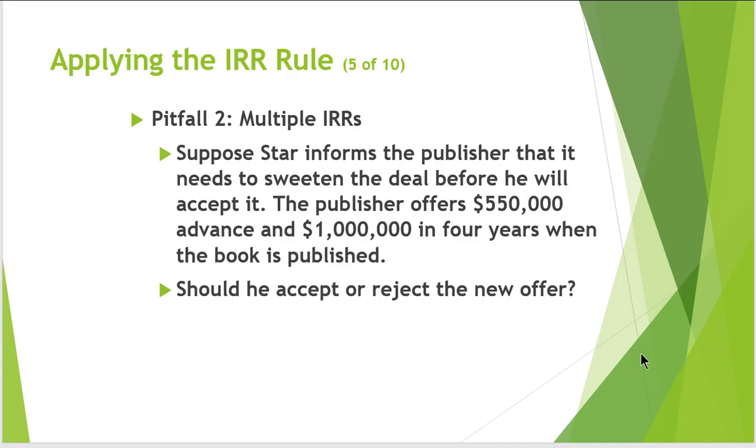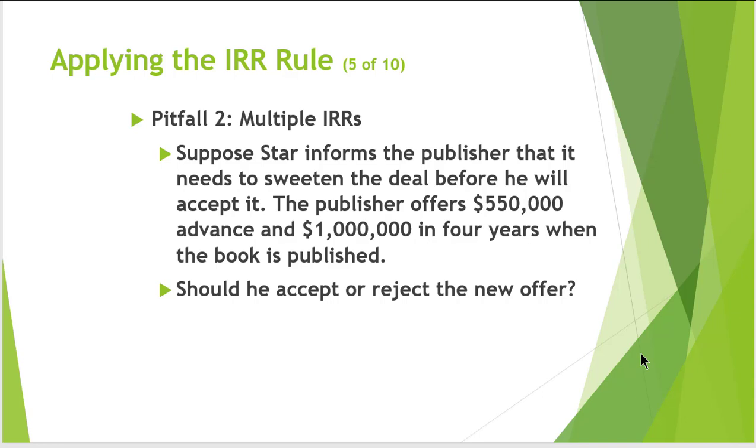The next one is something called multiple internal rates of returns. In this case, we have what? The publisher is going to give you $550,000 in advance. You lose $500,000 a year, obviously. And then in year 4, when the project is done, you'll get another $1 million. So here it goes positive, 3 years of negative, 1 year of positive. So we have a switching of the signs now. So it's not negative followed by a bunch of positives. It's positive, bunch of negatives, positive.